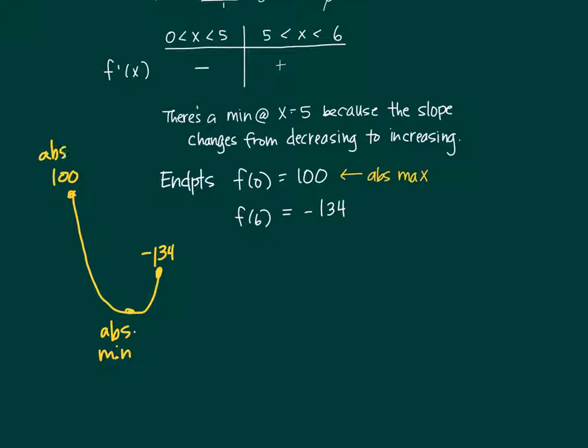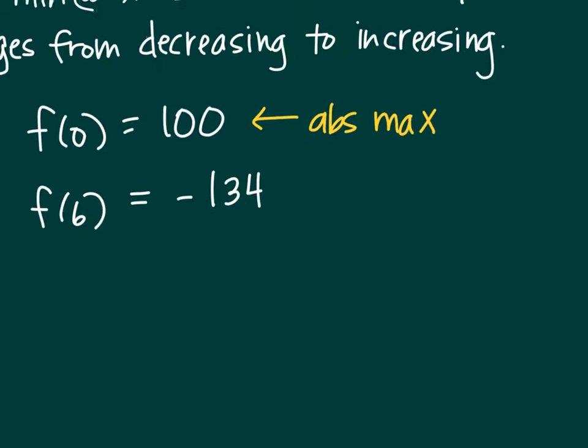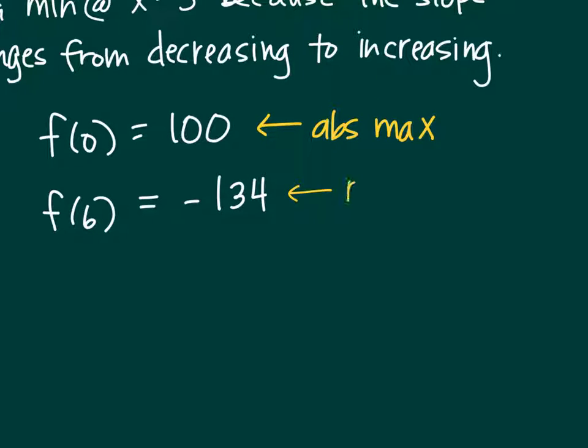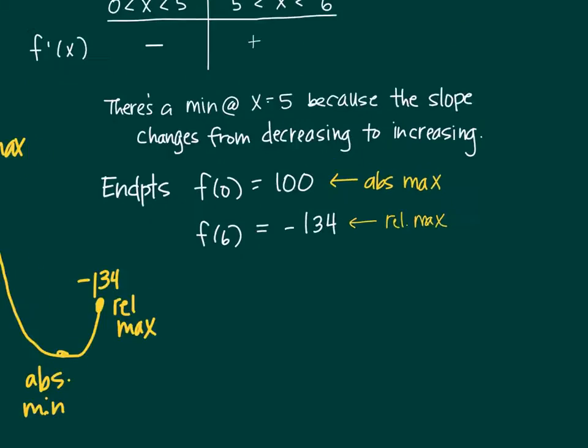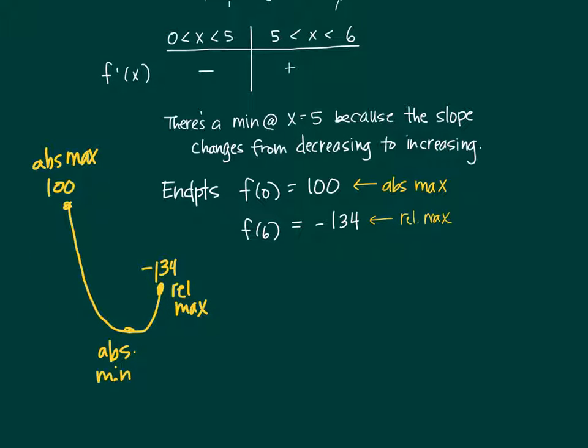We've got the absolute max at 100. But the endpoint of negative 134 is a relative max, not a minimum. Just because it's negative does not mean that it's a minimum. It is a relative maximum, because it's going back up. You just think, is it higher than the point before it? Yes, it's higher than the point before it, therefore it's a max.